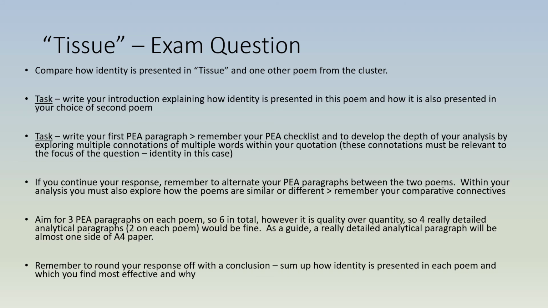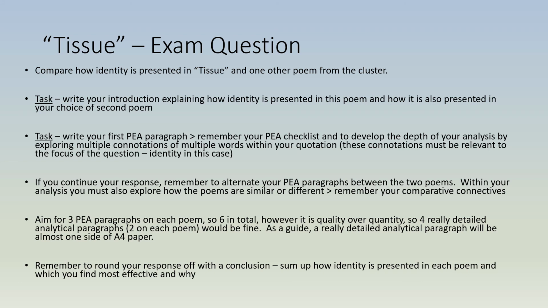You need to aim for 3 PEA paragraphs on each poem, which means 6 in total in the time allowed, but as always, it's quality over quantity, so that is just a guide. 4 really detailed analytical paragraphs, 2 on each poem, would be fine. And as a guide, a really detailed PEA analytical paragraph would be about 1 side of A4.